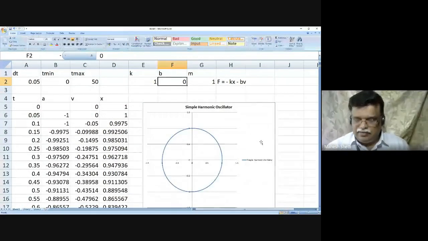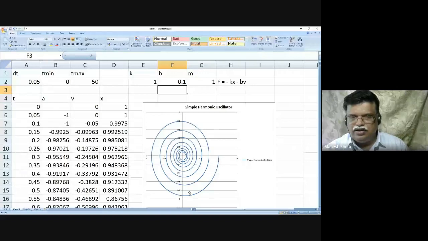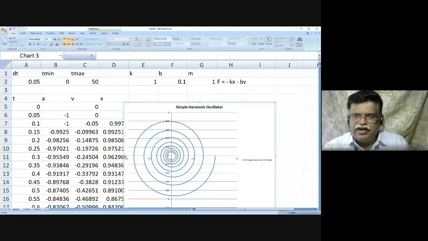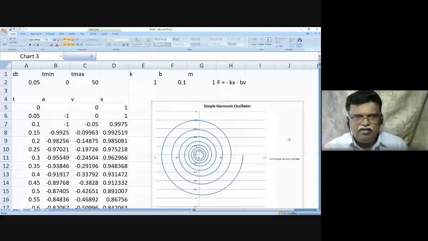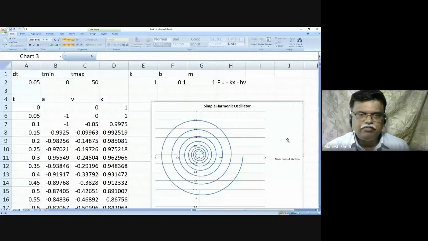What happens if there is damping? You get a spiral. It starts at this point, but then it spirals down, and you can see that the energy is decreasing. Then the amplitude will go to 0. It will come down to the origin center. You have not done extra calculation. You just plotted V versus X, and you get the simple harmonic oscillator phase space diagram. So this is a phase space diagram. Is this part fine?